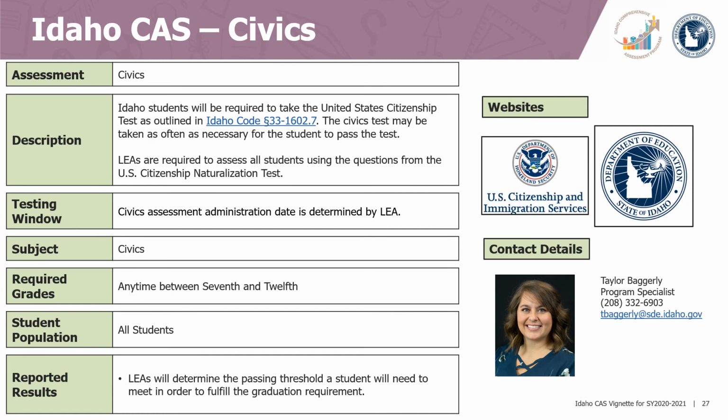Last, but certainly not least, is the Civics assessment. LEAs can decide when to administer this required exam to students in grades 7 or higher. The LEAs will decide which questions from the U.S. Citizenship Naturalization Test they will include on the civics assessment, and will also determine the passing threshold to meet the graduation requirement. Taylor Baggerly has all the answers to any questions you might have about the civics assessment, so be sure to reach out to her in case you have any.